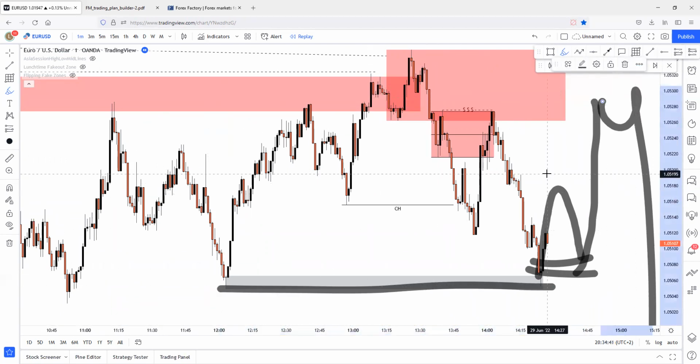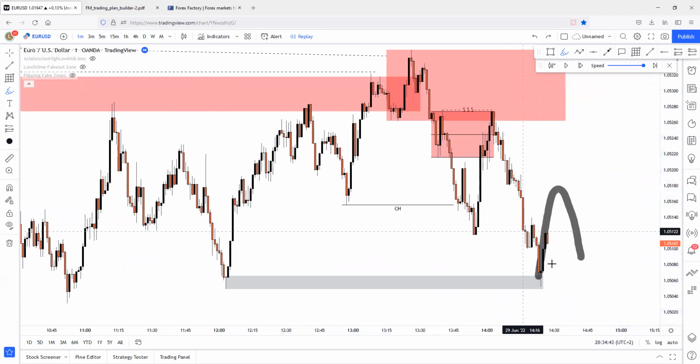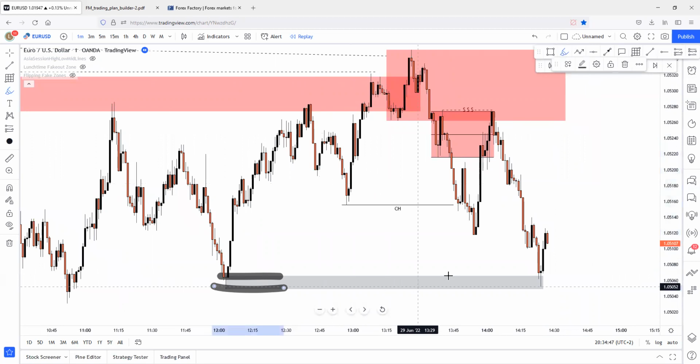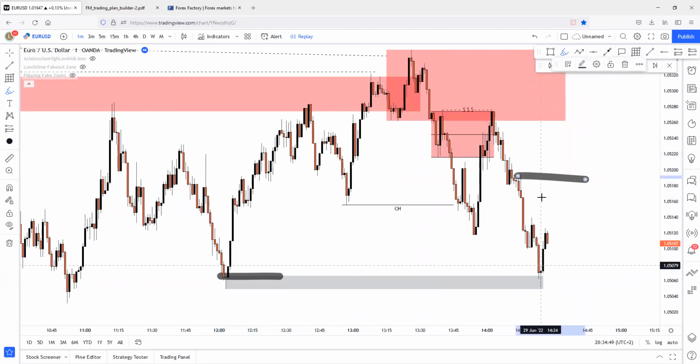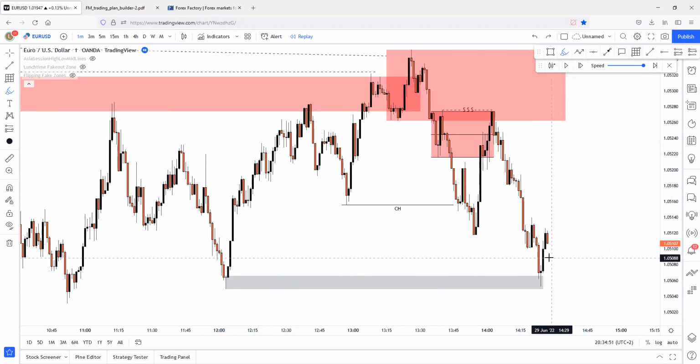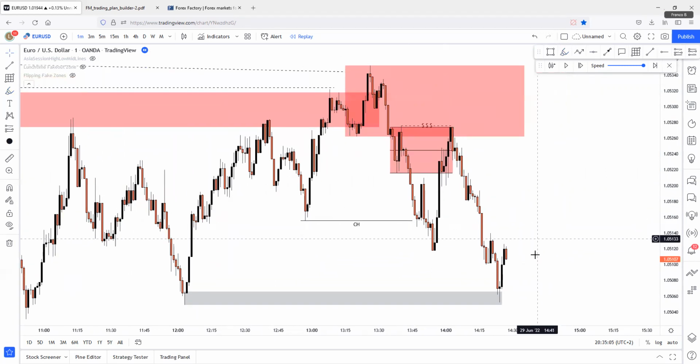But to execute any long after the mitigation of these demands, we need a strong change of character. So this high point has to be broken in order to create any movement after this mitigation. As I said, we are mainly aiming for short opportunities because pro trend is bearish, counter trend is bullish, right? So for bullish trades, we need a strong change of character.